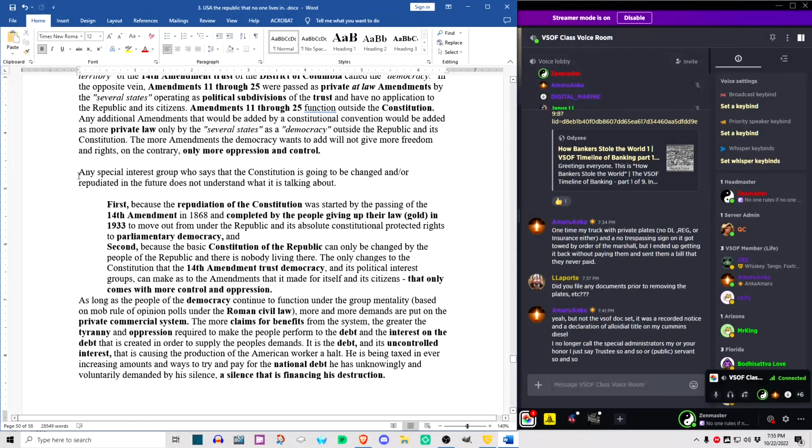Any special interest group that says the Constitution is going to be changed or repudiated in the future does not understand what it is talking about. First, because the repudiation of the Constitution was started by the passing of the 14th Amendment in 1868 and completed by the people giving up their lawful money, gold, in 1933, to move out from under the Republic and its absolute constitutionally protected rights to parliamentary democracy. And second, because the basic constitution of the Republic can only be changed by the people of the Republic. Right? Not by 14th Amendment sheep.